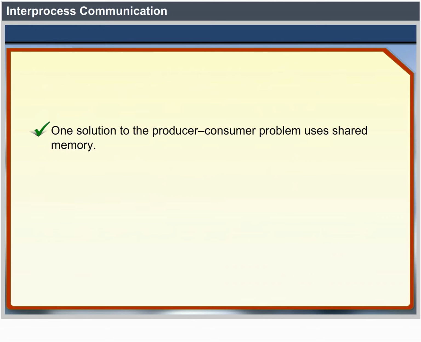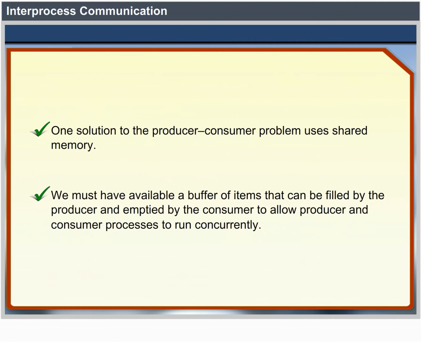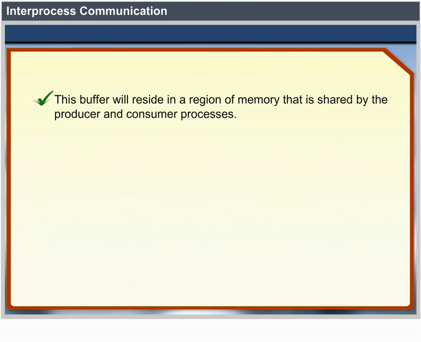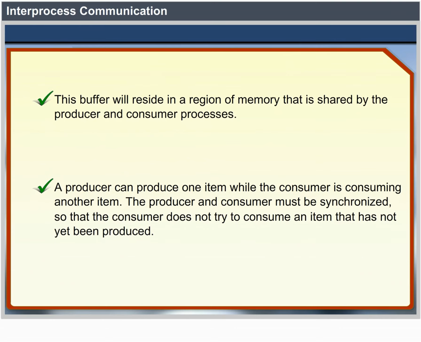To allow the producer and consumer processes to run concurrently, we must have available a buffer of items that can be filled by the producer and emptied by the consumer. This buffer will reside in a region of memory that is shared by the producer and consumer processes. A producer can produce one item while the consumer is consuming another item. The producer and consumer must be synchronized so that the consumer does not try to consume an item that has not yet been produced.